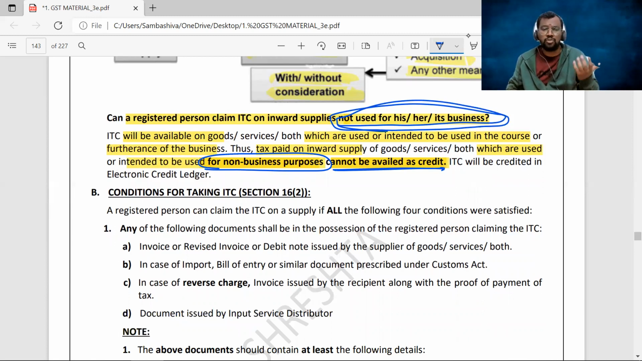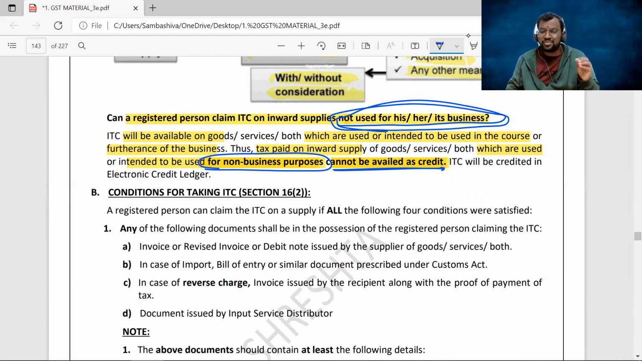Whenever the input taxes you have paid on goods or services which are used in the course or in the furtherance of your business, such input taxes will be credited to your electronic credit ledger. Sir, what do you mean by electronic credit ledger? We already have a briefing about the same.